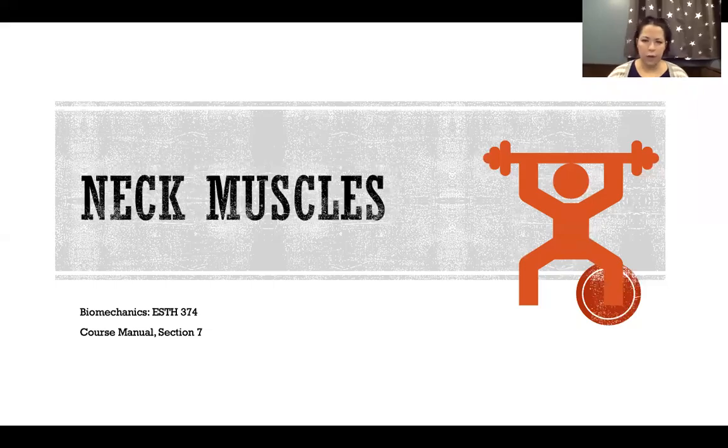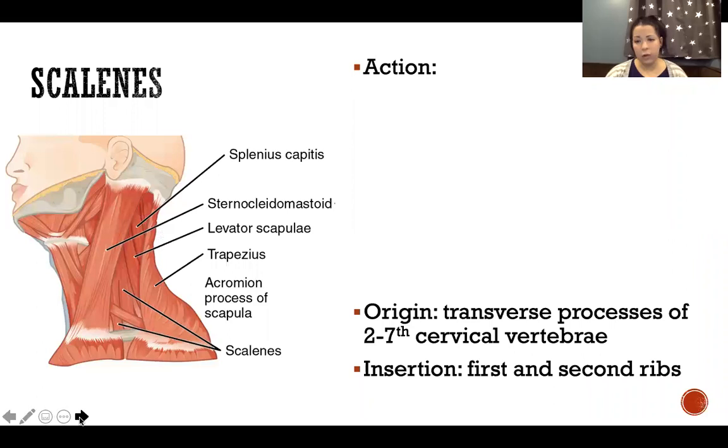Hello, in this video I'm going to talk about neck muscles. Now there are of course many other muscles besides the ones I'm going to cover today, but these are the most relevant to what we're doing in biomechanics. Okay, so starting with the scalenes.